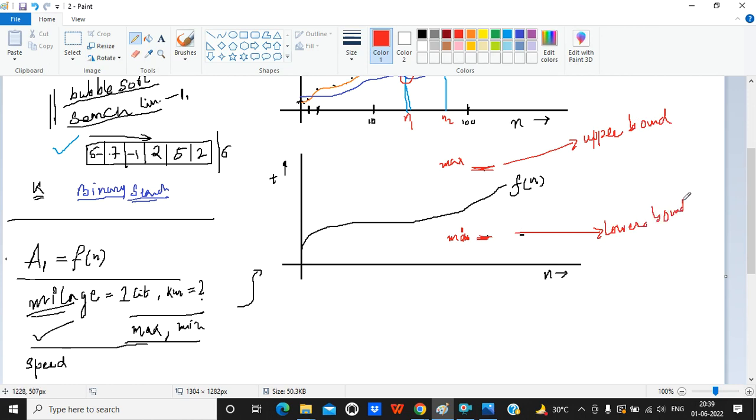If you want to understand how to analyze an algorithm, you have to understand what I am trying to say in this video, or in this class. So understand this: upper bound and lower bound.